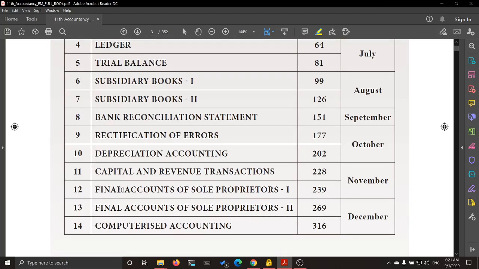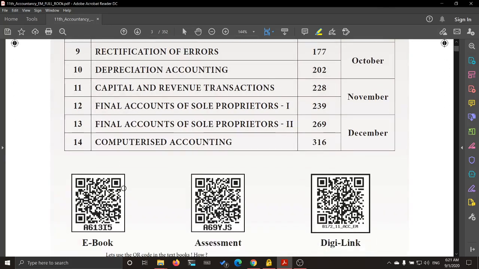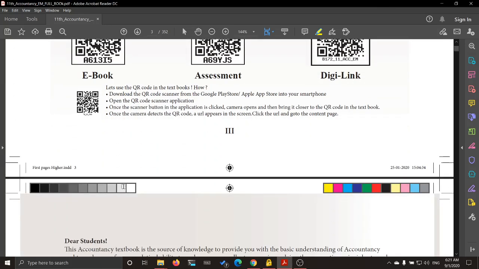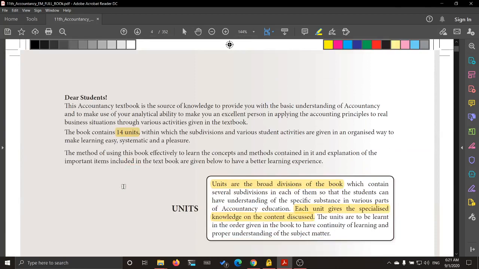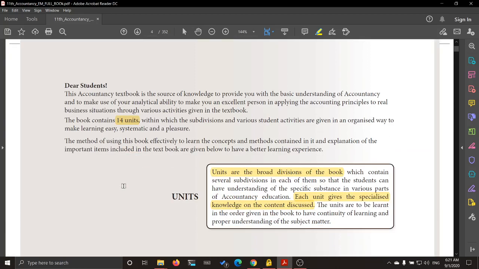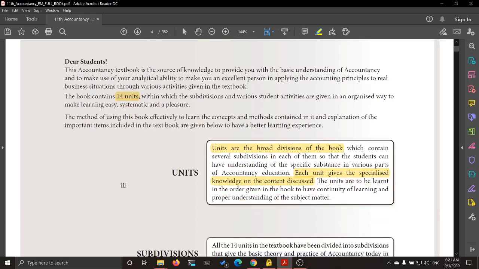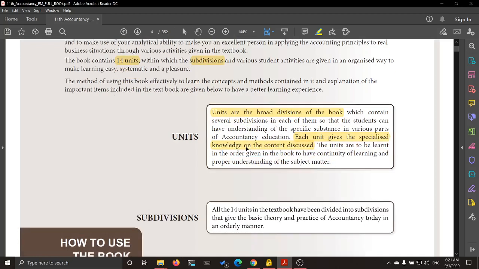So totally there are 14 units which you are going to cover for this academic year. Okay, and then they have given you about the book, how your syllabus looks like. They are saying that the book contains 14 units, and with each unit there is a subdivision also. And here they are telling you what is the meaning of the unit. They are broad divisions of the book.